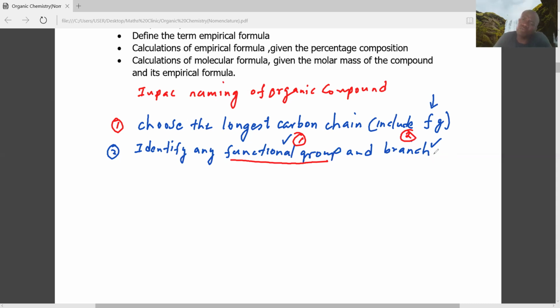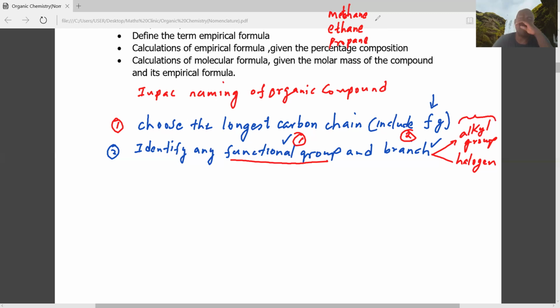And when we talk about branches, we are referring to alkyl groups or alkyl substituents, together with the halogens. And guys, when we talk about alkyl group, we are talking about a group that results when we remove one hydrogen from the alkanes. So if we just talk about alkanes, for example, methane, or ethane, or propane.